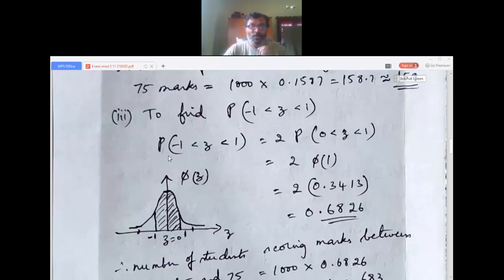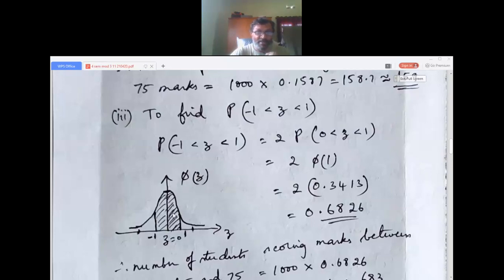Okay, so what happens here? You can see the shaded portion. I'll explain from the curve. Minus 1 to 1, we want this area. But actually we are not calculating here using negative values. According to the table, we are calculating positive values. This part is the image of this. Both are symmetric. Z equals 0 is just like a mirror.